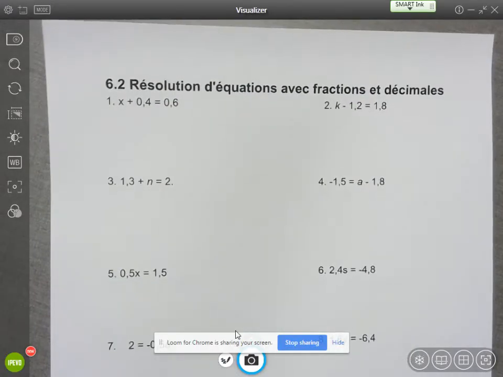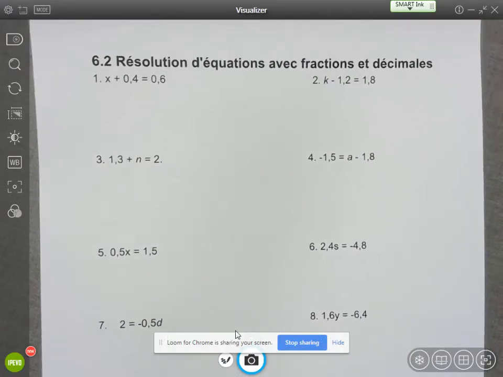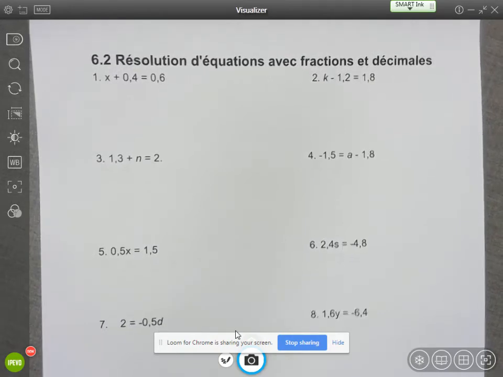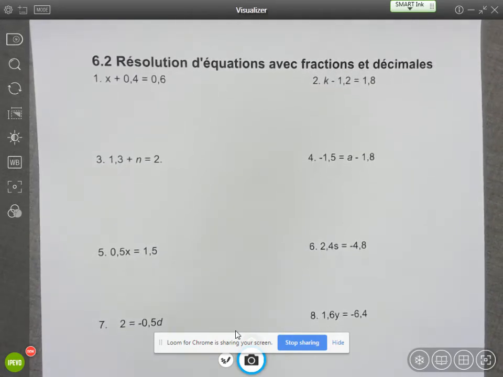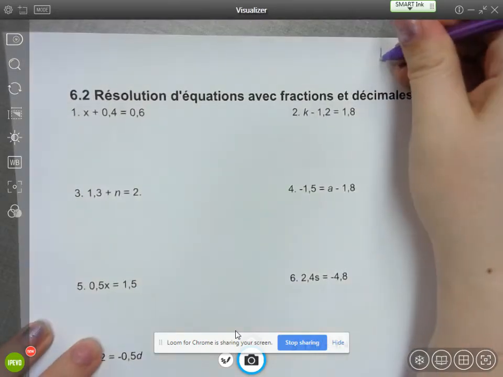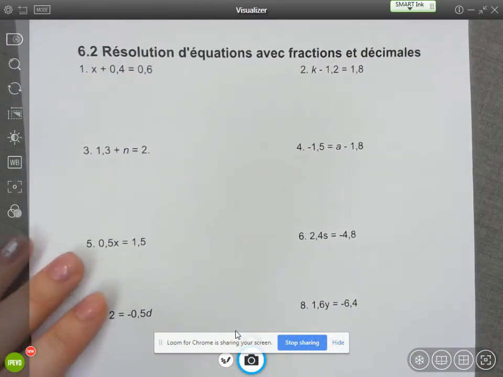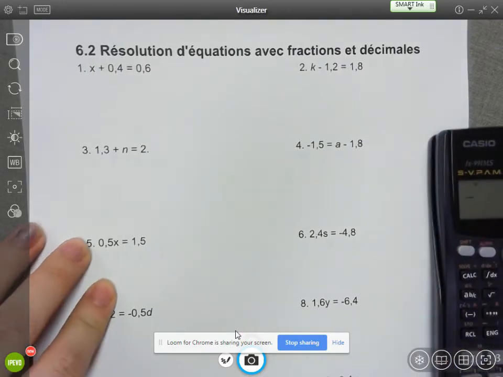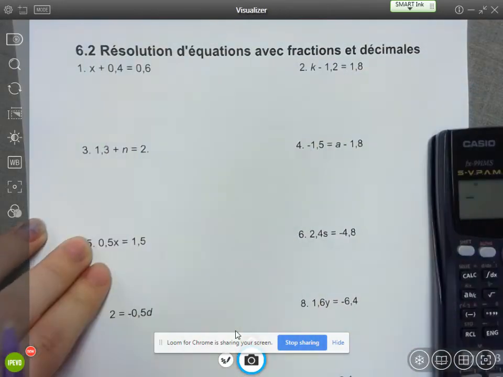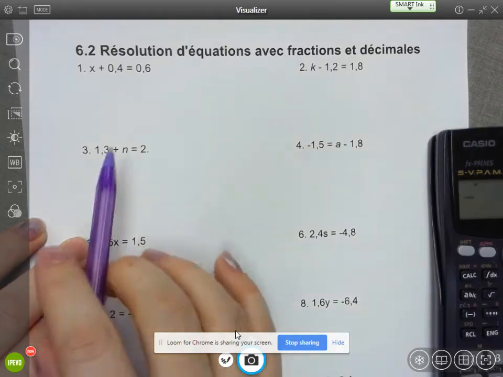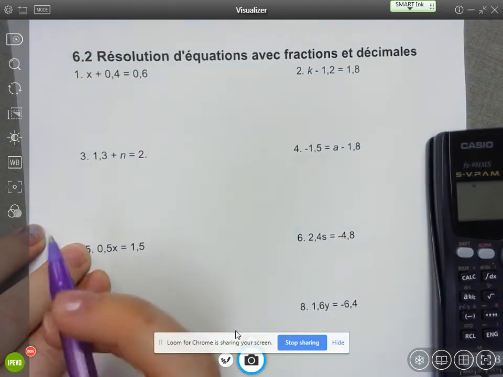Alright, I'm going to be going through the other extra worksheet of 6.2. Again, I'm going to talk through my steps as I'm making the answer key for you guys, so that it can help you with a little bit of the steps if you need. So if I have something like this, we're going to start with the decimals page. So x plus 0.4 is equal to 0.6.